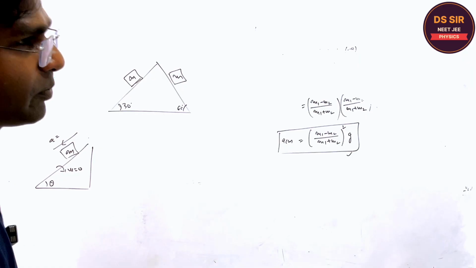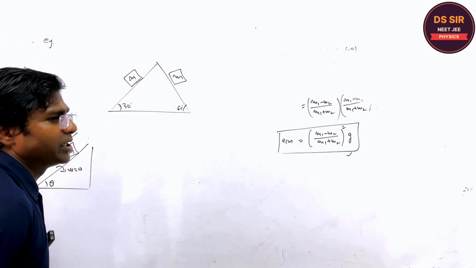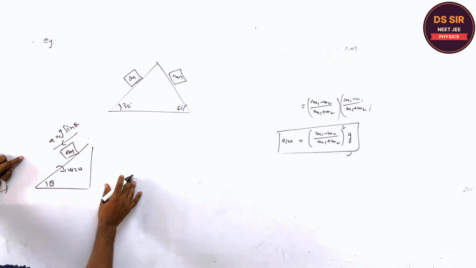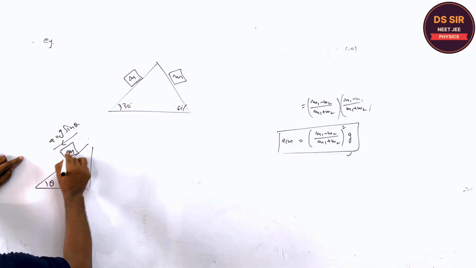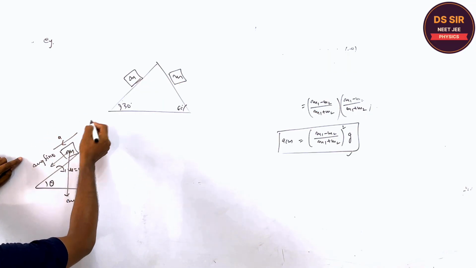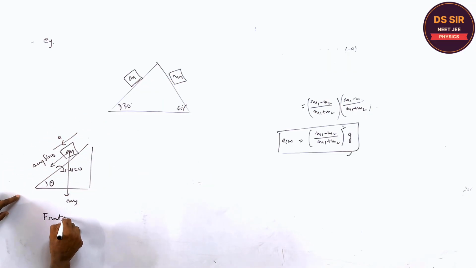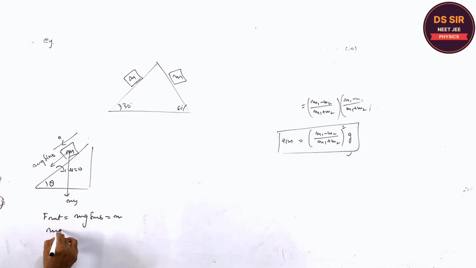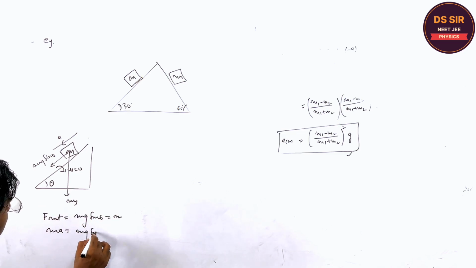You did not remember. G sine theta. G sine theta. Very good. This is the G sine theta. How does it come? I am telling you. If this is the mg, this is the mg sine theta. So in this direction, what is the net force? Net force is mg sine theta, which may be written as m into a, is equal to mg sine theta.